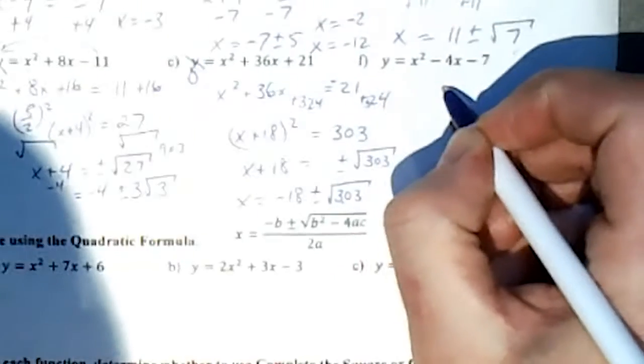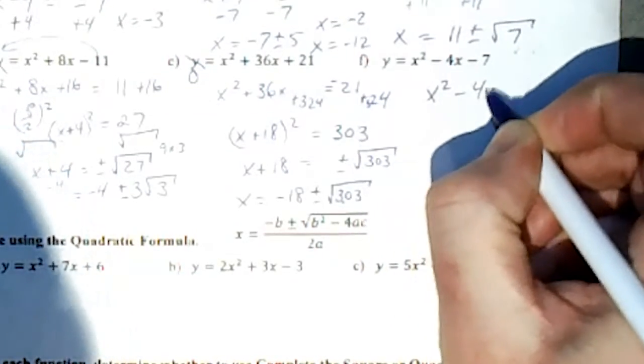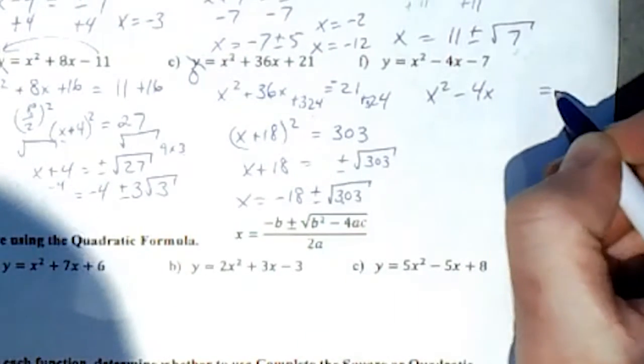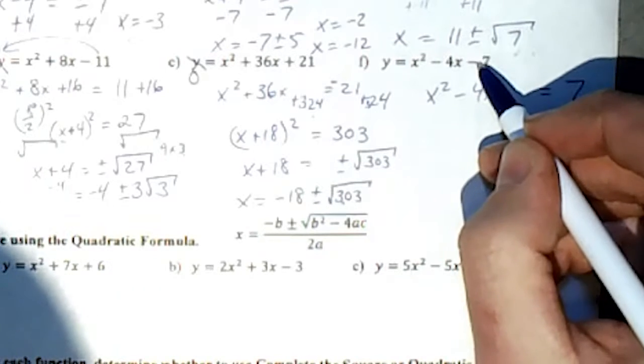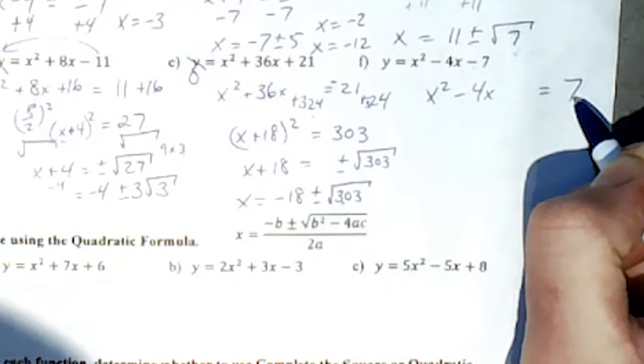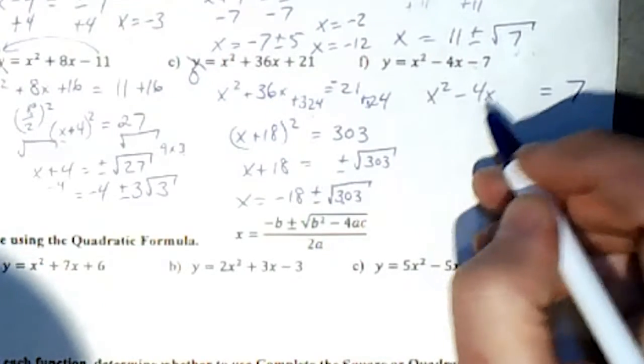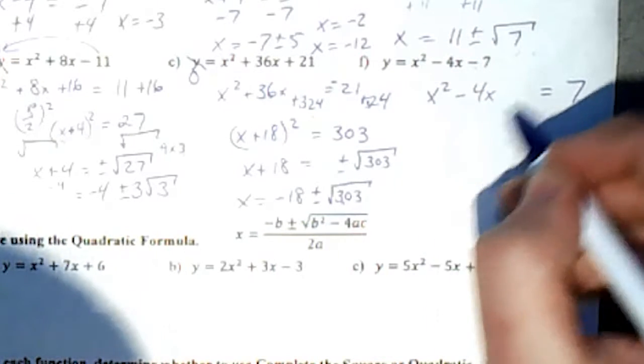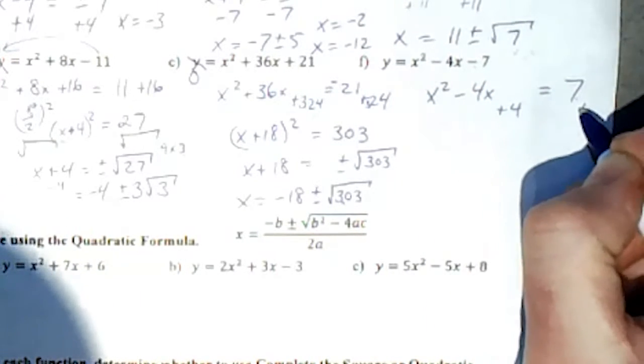So this one, make it 0. Smaller numbers, so this one will be easier. And the 7, I'm going to add 7 to both sides to move it over. Divide by 2 and square it. I'm going to add 4 to both sides.